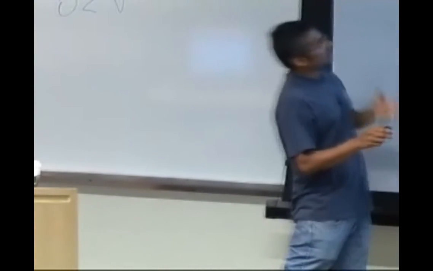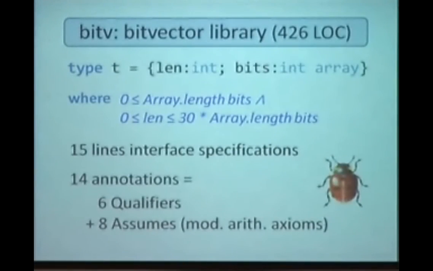So this is a library, meaning that it's not a closed program. So we have to write down some specifications for the open functions, because you can't just call it with any random input. So this is actually the bulk of the annotation, by the way, these 15 lines. And then after that, it was 6 extra qualifiers, which again were of this less than 30 type of thing, and a bunch of these modular arithmetic axioms. And we were quite surprised.